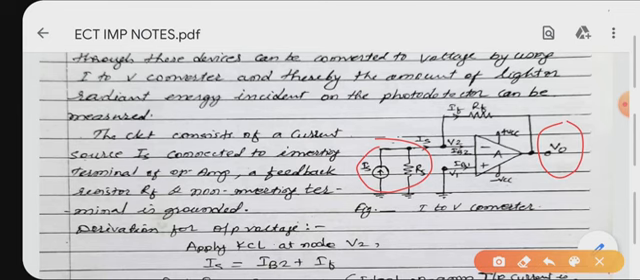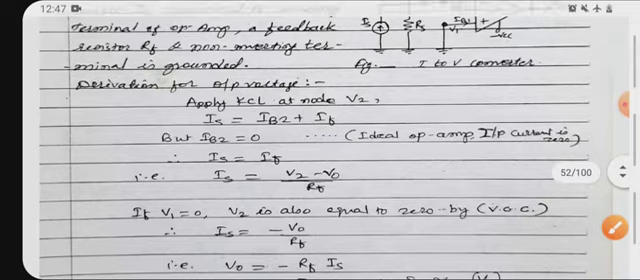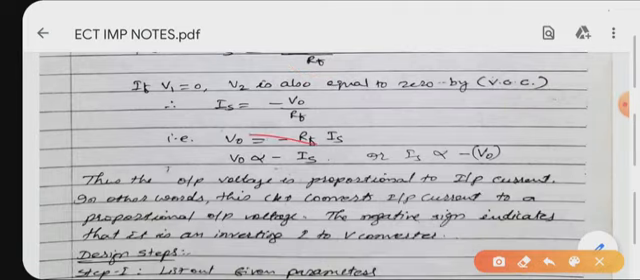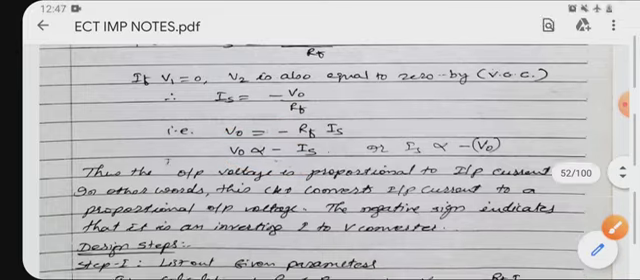Apply KCL at node V2. Where is the node V2? You can see here V2. So input current IS, IB2 and then IF are the three currents, therefore IS is equal to IB2 plus IF. Now IB2 is equal to 0 as usual. So keeping IS as it is, converting IF into voltage form, IF is the current flowing through RF, so it is equal to V2 minus VO divided by RF. So finally you will get VO is proportional to IS, because RF is constant, and that negative sign indicates it is an inverting I to V converter. Inverting.